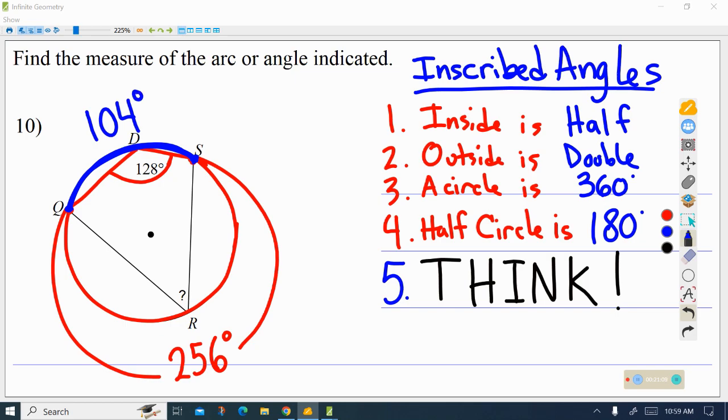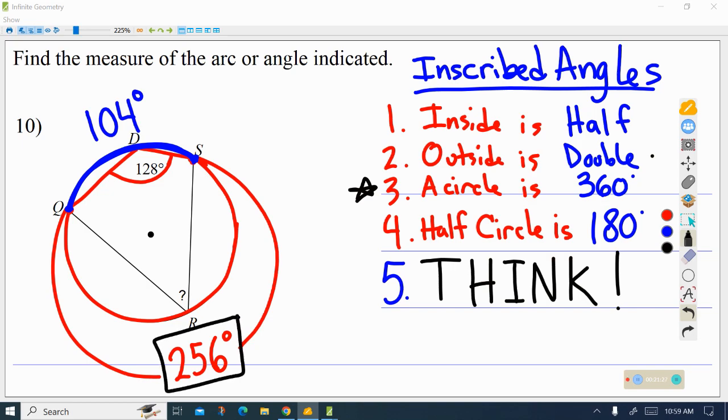All right? So, we got 104. Okay, how did I know that that piece had to be 104? Well, it's because I knew to jump to this one. Okay, I knew that I had no choice but to use the whole circle was 360. Okay, we couldn't do an outside as double because we had already done that, right? We already got this number.